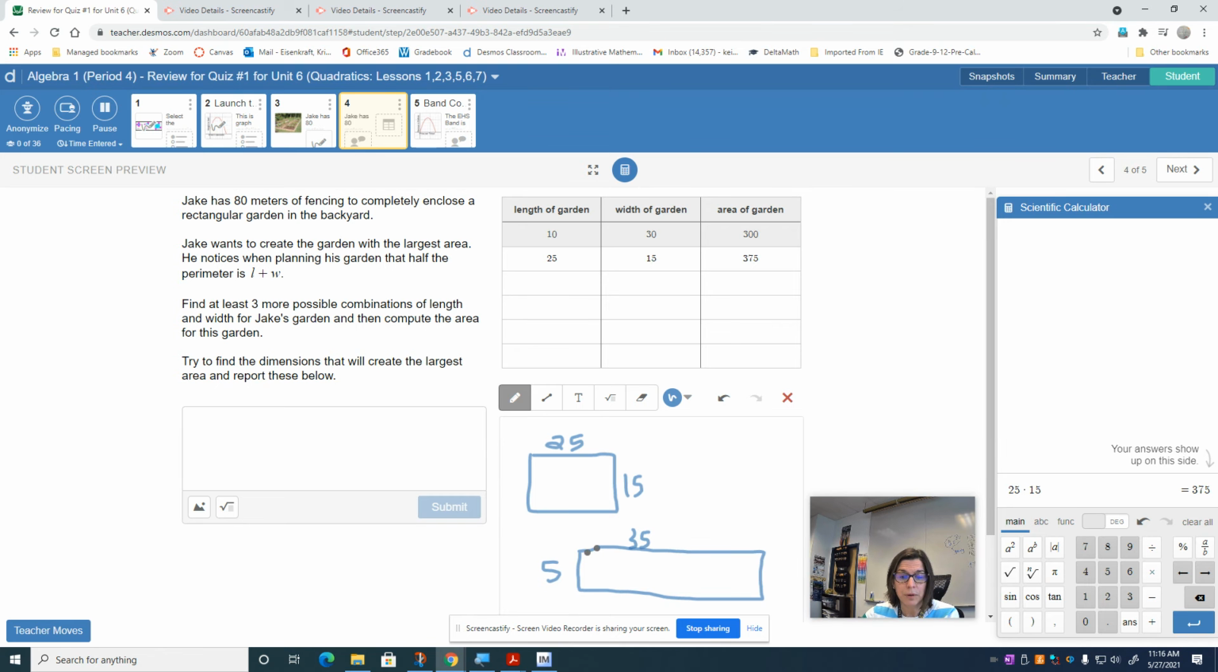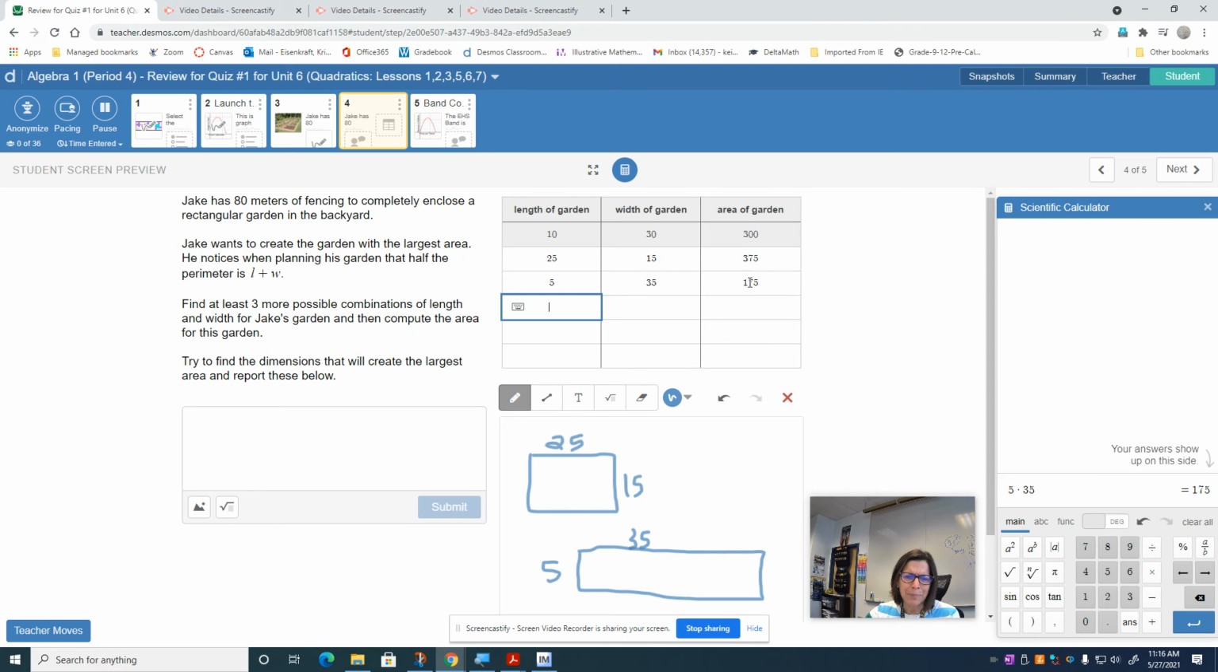Any combination of 40 will use all the fencing, right? So let's do 5 by 35. Oh, that doesn't make very much area at all, 175. If you recall from earlier, we could go on forever and ever and find two numbers that add up to 40, and even switching these around, a 35 by a 5, it would still make this area of 175.